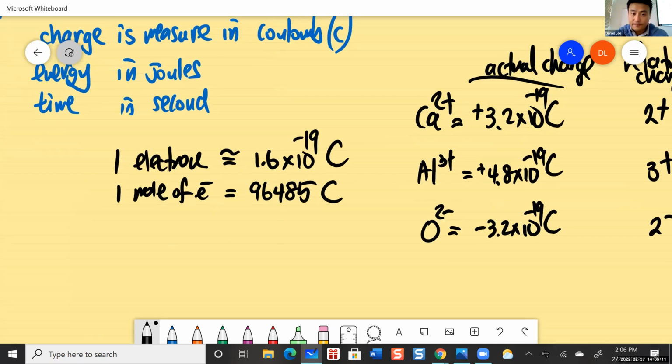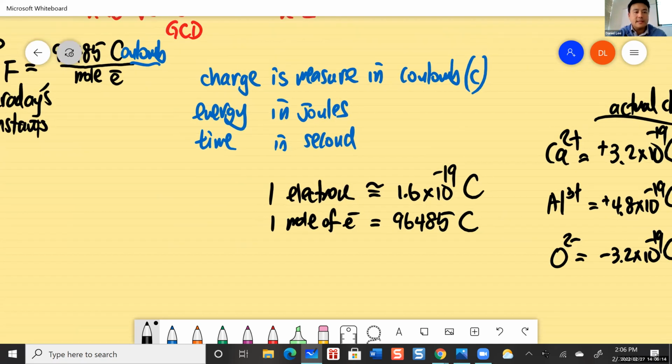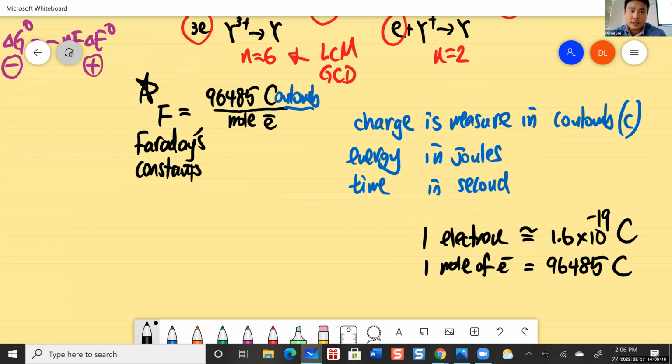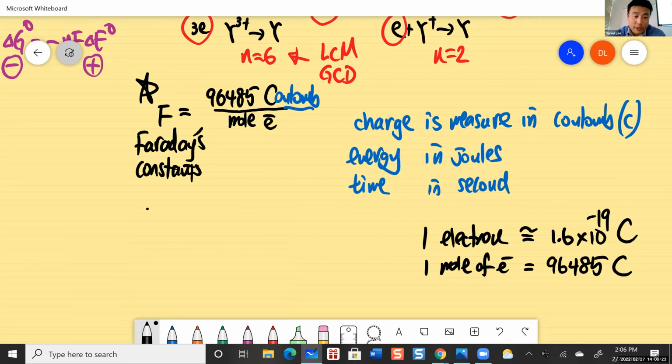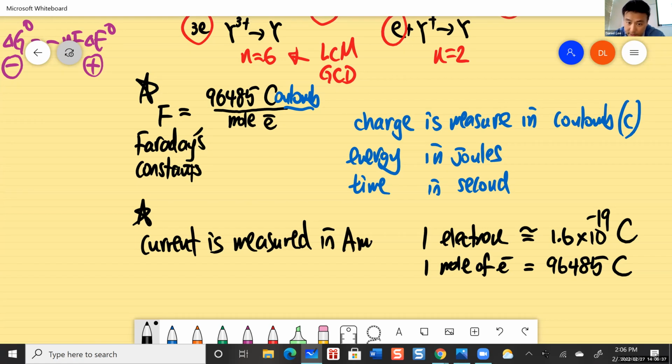That's the first thing. Then what is a current? Current is the flow of charge per unit time. A current is measured in amperes. I want you to know what a current is as well. Electrolysis requires current. So the unit for current is amperes. 1 ampere is 1 coulomb per second. So it's a flow of charge.